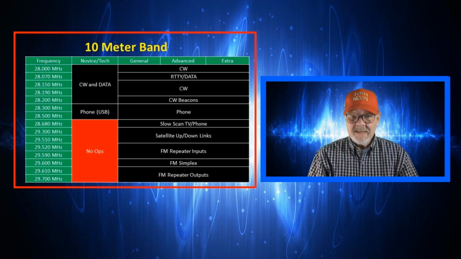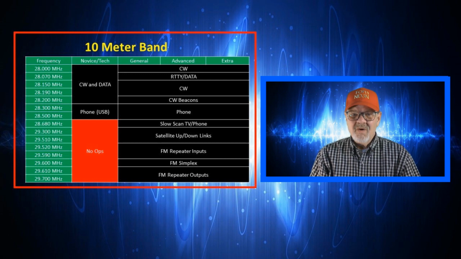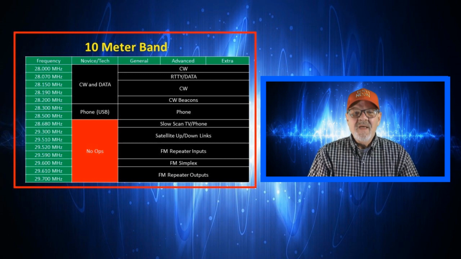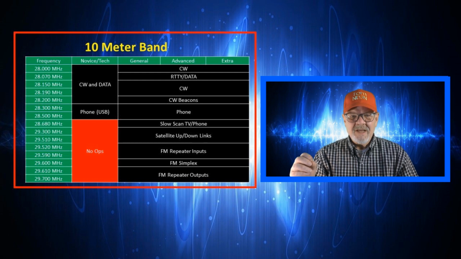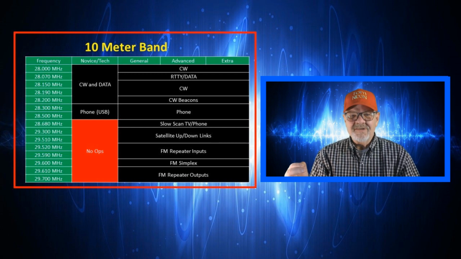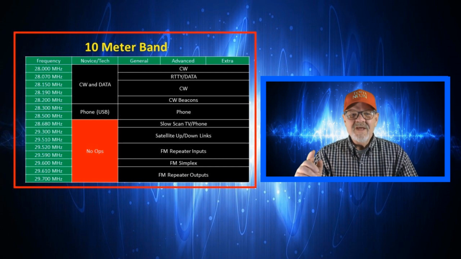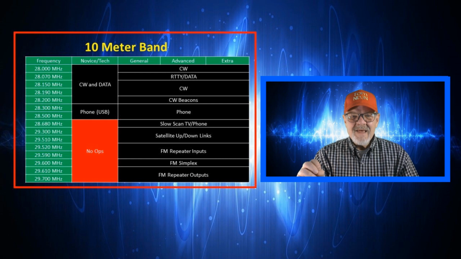The 10-meter band plan is, with respect to the frequencies and modes already mentioned by license class, 28.0 to 28.7 allocated to CW, 28.070 to 28.150 is for RTTY and data, 28.150 to 28.190 is additional CW, 28.200 to 28.300 is set aside for beacons, 28.300 to 29.300 is phone, 28.680 is slow scan TV, and 29 to 29.2 is for AM communication.